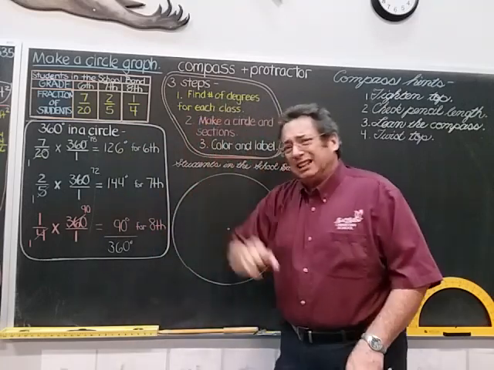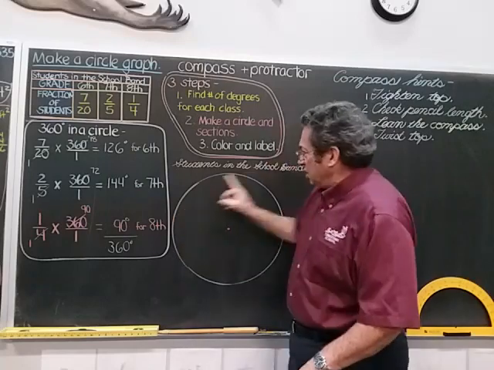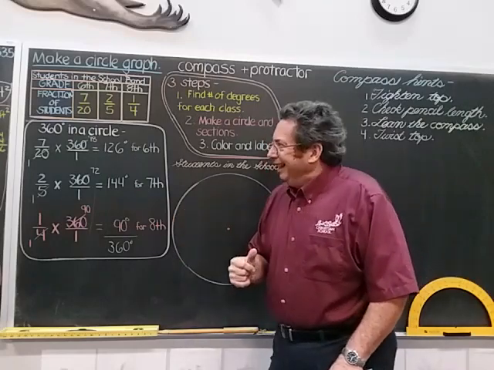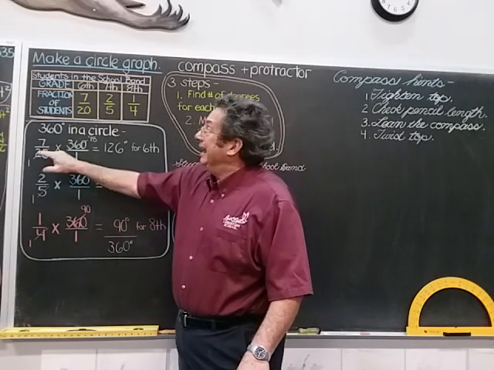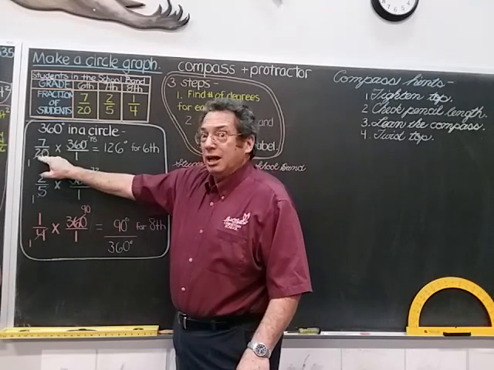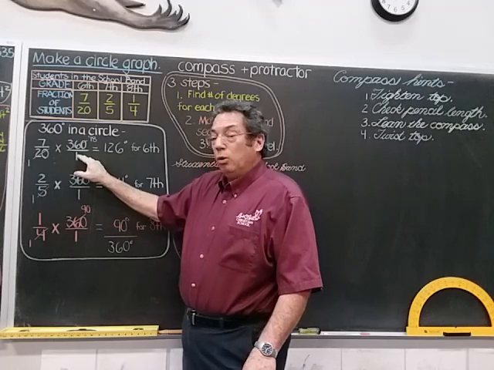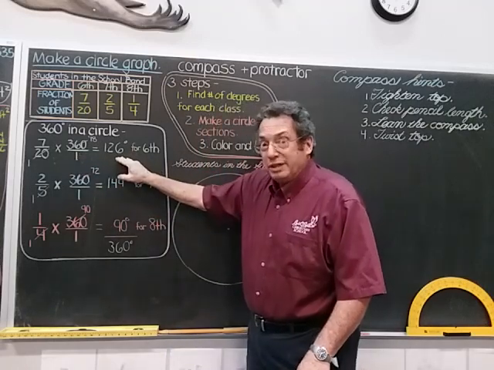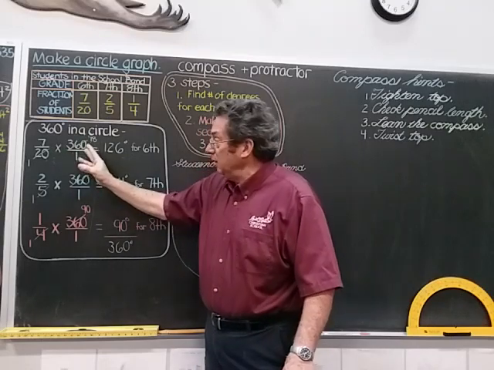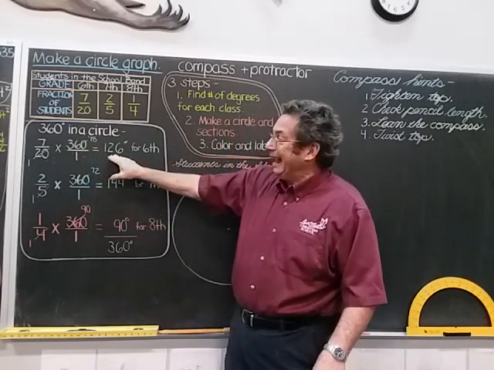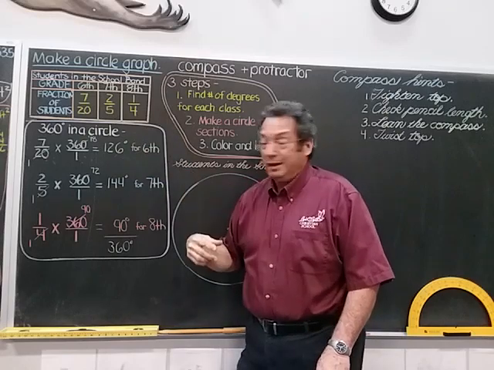So what I have to realize is, every circle is 360 degrees, right? So I have a fraction of those students that are in 6th grade. 7/20ths of 360 will be how many degrees belong to the 6th grade. So I did this, 7/20ths of 360. I did a little simplifying before I multiplied. I got 126 degrees for 6th grade.